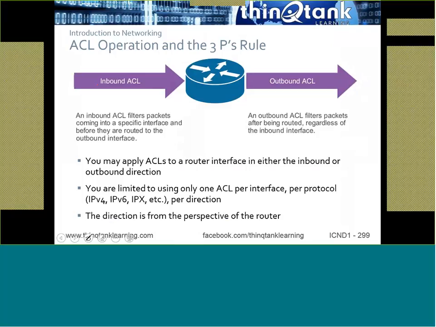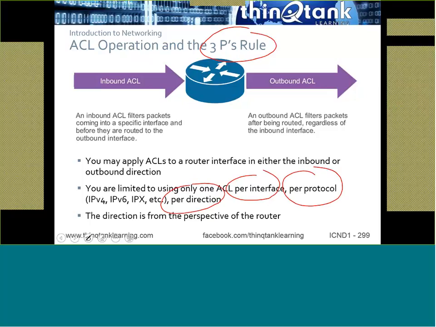When it comes to creating access lists in a router, we do have some other rules. We call it the 3 Ps rule. The 3 Ps rule means you can only apply one access list per interface. Per interface, per protocol, per direction. Those are the 3 Ps.